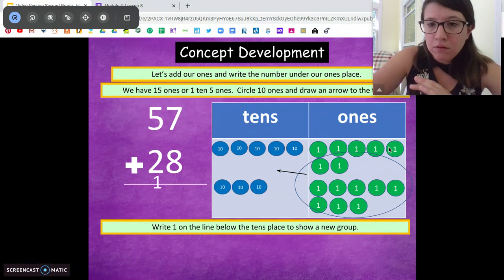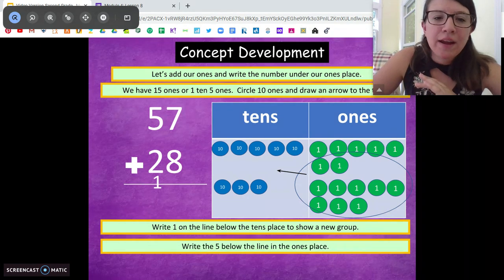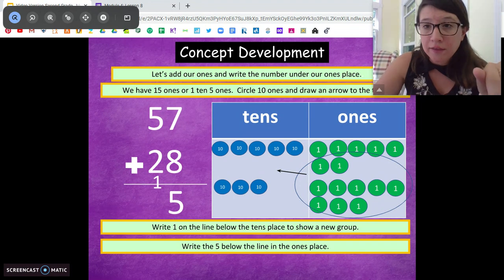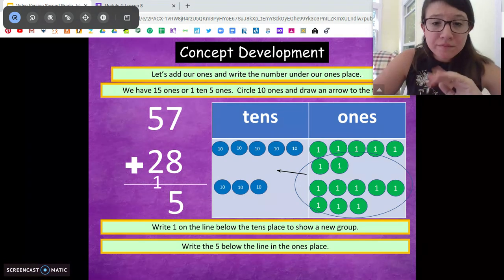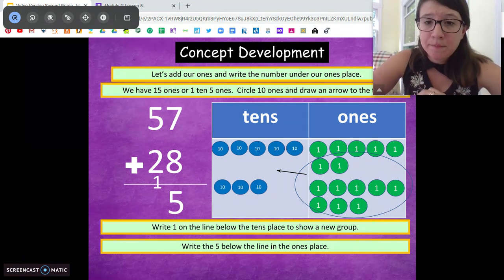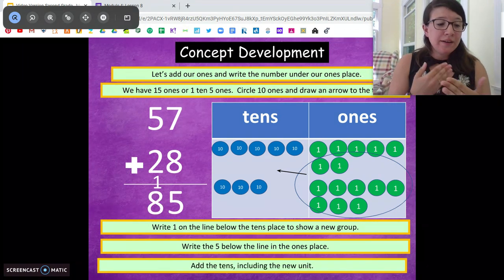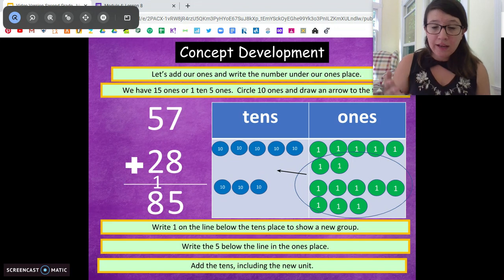Now, how many ones are left over not in the circle? There's 5, right? Very good. So I'm going to write a 5 on the line because there's 5 ones left over, not in the circle, that I didn't move over. Now, how many 10s do I have? 8. Perfect. So 57 plus 28 is 85.